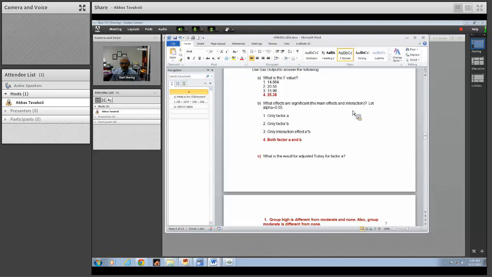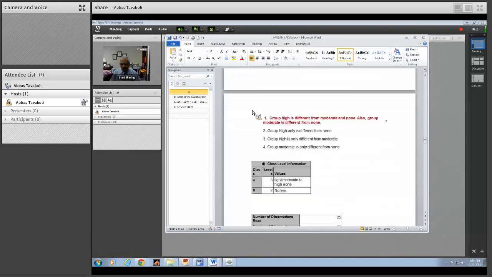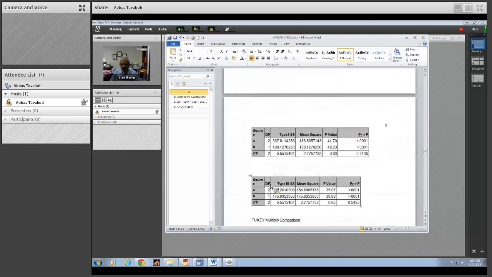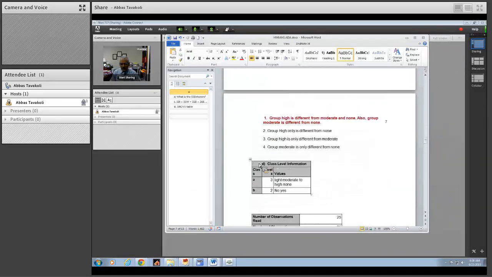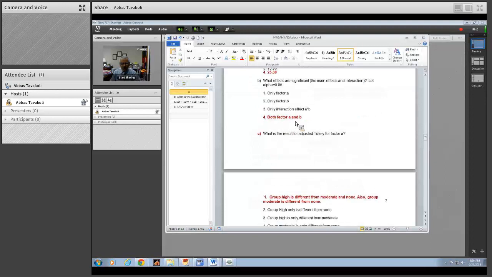What effects are significant, the main effect or the interaction? Alpha is 0.05, so you would look at the type 3 sum of squares. If you look at just the main effects, A and B are significant, and the interaction is not significant. So both factors A and B are significant. That is the correct answer.